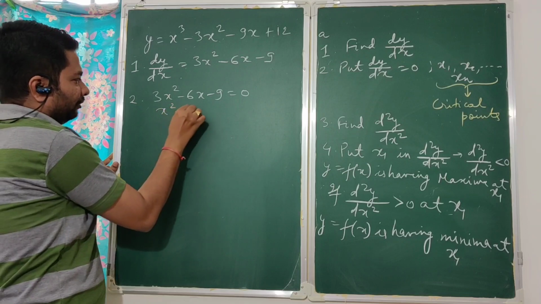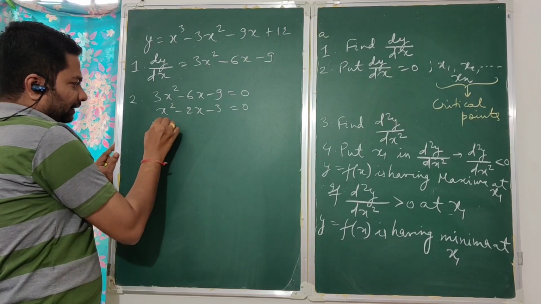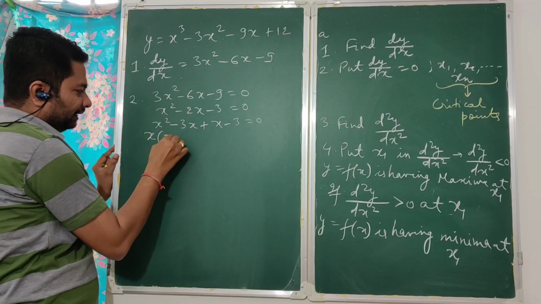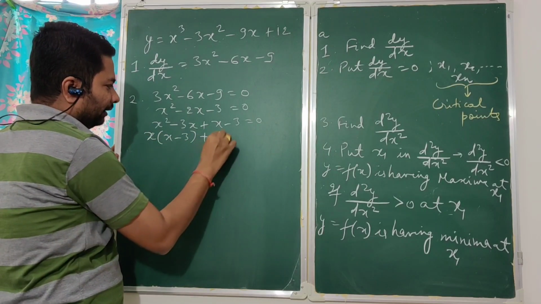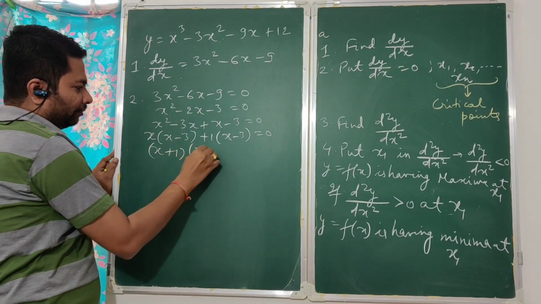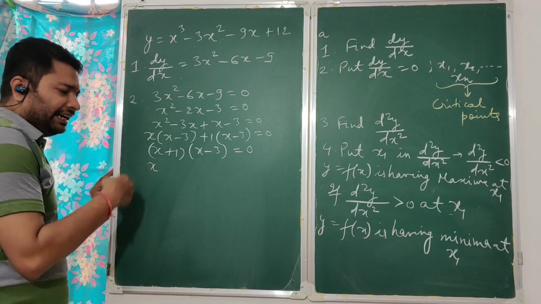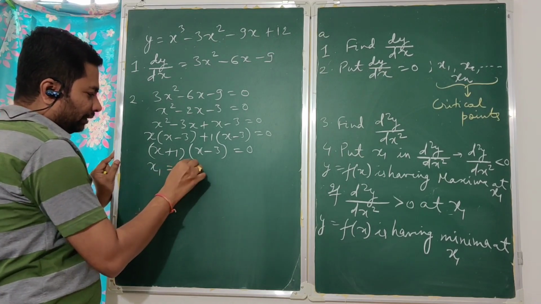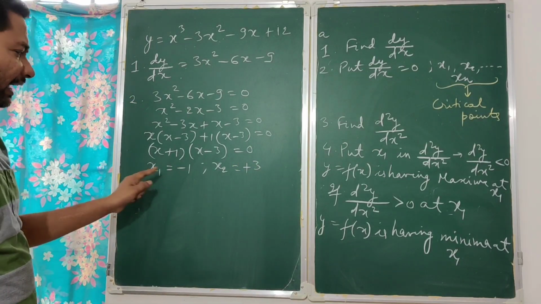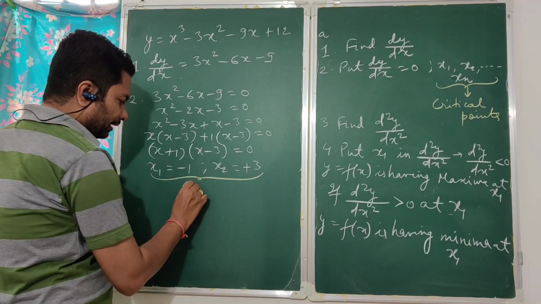So x square minus 2x minus 3 is equal to 0. So we can write this as x square minus 3x plus x minus 3 is equal to 0. We are factorizing it, x into x minus 3 plus 1 into x minus 3, and that is equal to 0. So now (x plus 1) into (x minus 3) is equal to 0. So what are the values of x? We get two values of x. One is x1 is equal to minus 1, and x2 is equal to plus 3. And you can see these x1, x2 values are your critical points.